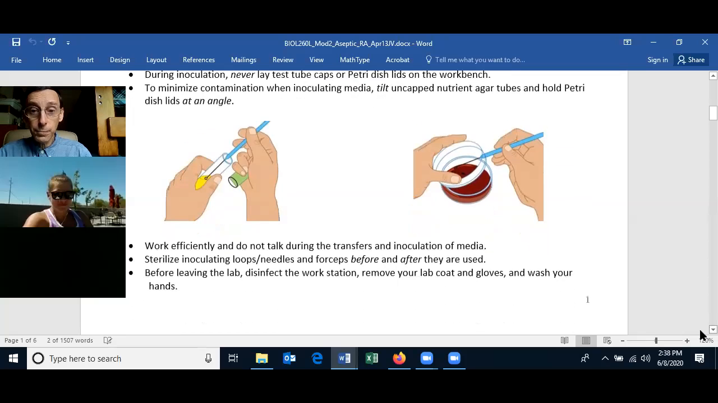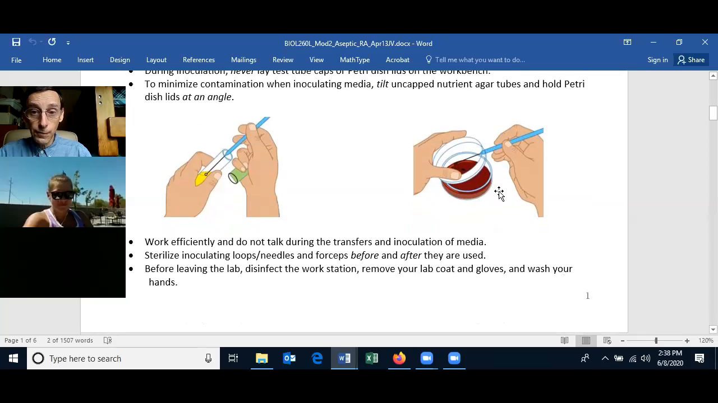When you're working with a plate, you can hold the lid over the plate, and that will reduce the risk of something falling down from the air. It'll hit the lid of the plate instead of falling into the plate. When you're doing your work, even when you're doing your work virtually, try and work efficiently. Don't talk while you're making transfers.